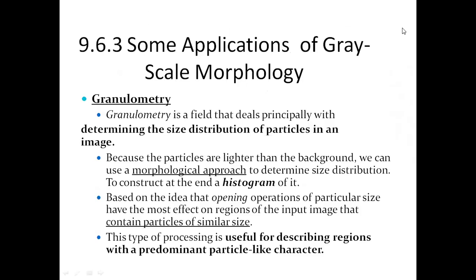Granulometry is a field that deals principally with determining the size distributions of particles in an image. Because the particles are lighter than the background, we can use a morphological approach to determine size distributions, and it is used to construct a histogram at the end. Based on the idea that opening operations of a particular size have the most effect on regions of the input image that contain particles of similar size, this type of processing is useful for describing regions with a predominant particle-like character. The remaining topics we will see in the next class.